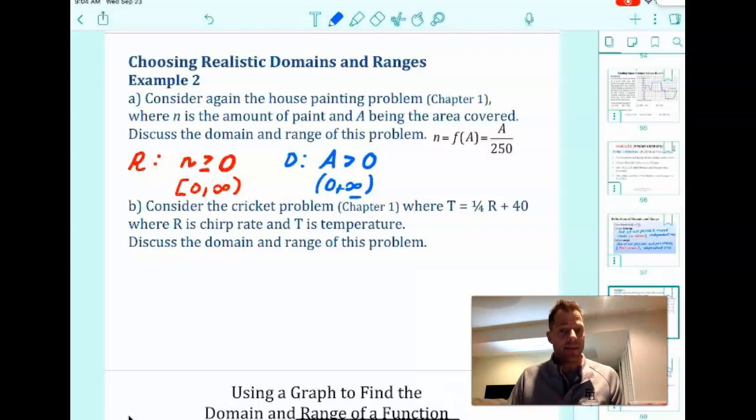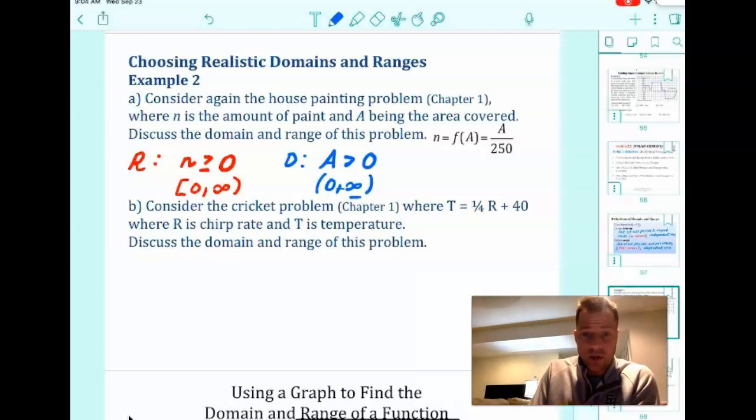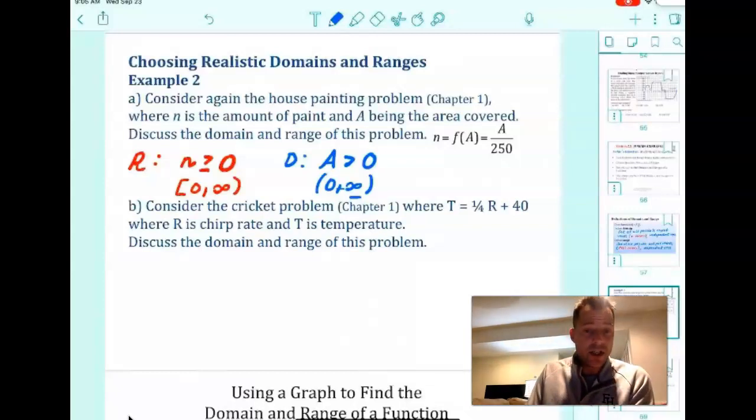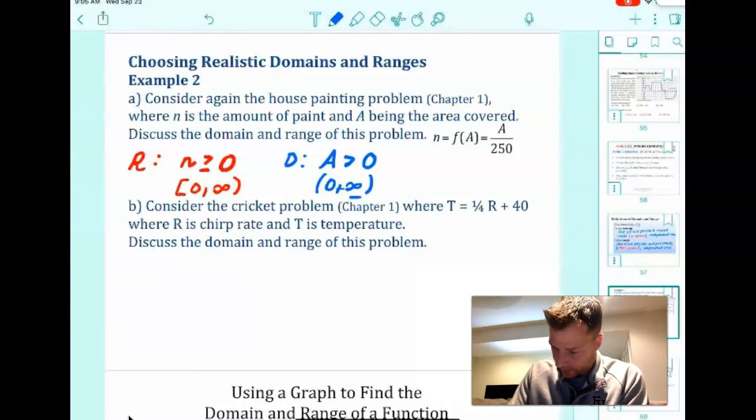Part B, there's another example. So consider the cricket problem, okay? Crickets, like when I tell you dad jokes and you guys, it's crickets. It's like silent, okay? Consider the cricket problem, chapter 1, where the equation was t equals 1/4 r plus 40, a linear equation. A linear equation has a domain and range that's all real numbers, okay? So what we want to think about here is for our cricket problem, we can't have negative chirps, right?